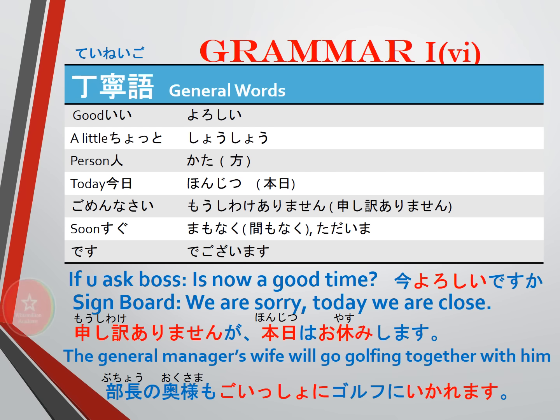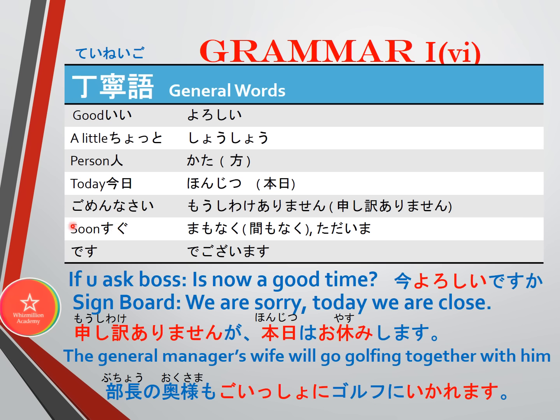Well, it's good to know some of the general words that we normally use to express polite form. For example, ii, good. The polite form is yoroshii. Chotto, a little. The polite form is shosho. Person, hito. The polite form is kata. Today, kyo. The polite form is honjitsu. Gomenasai, sorry. The polite form is moshiwake arimasen. Soon, sugu. The polite form is mamonaku or tadaima.